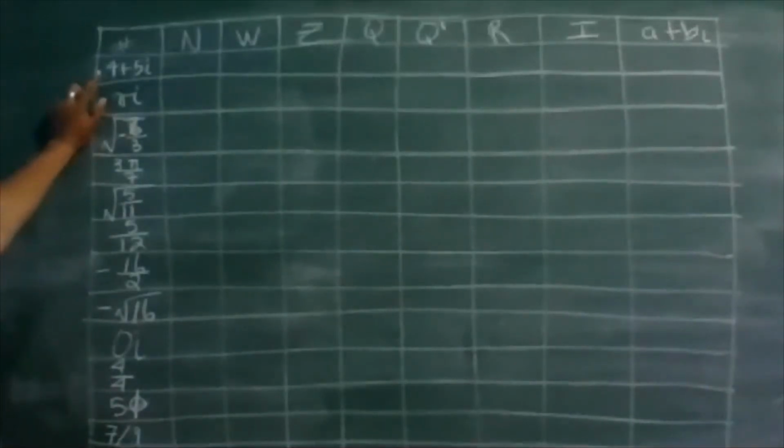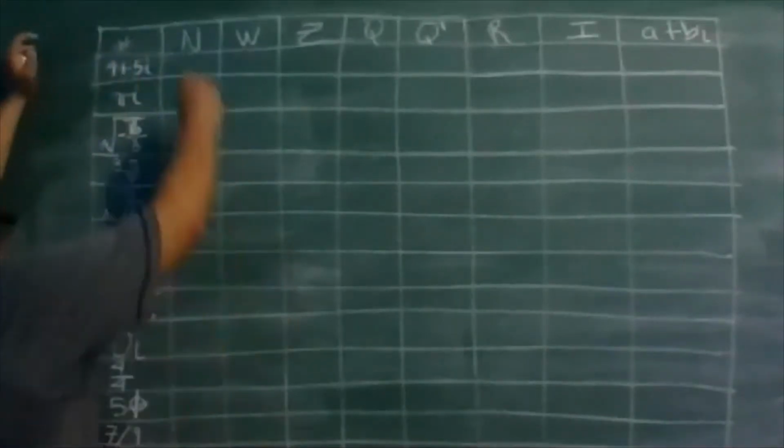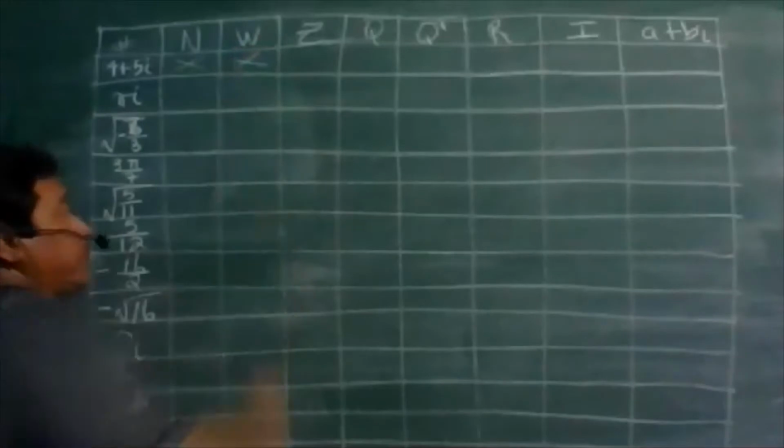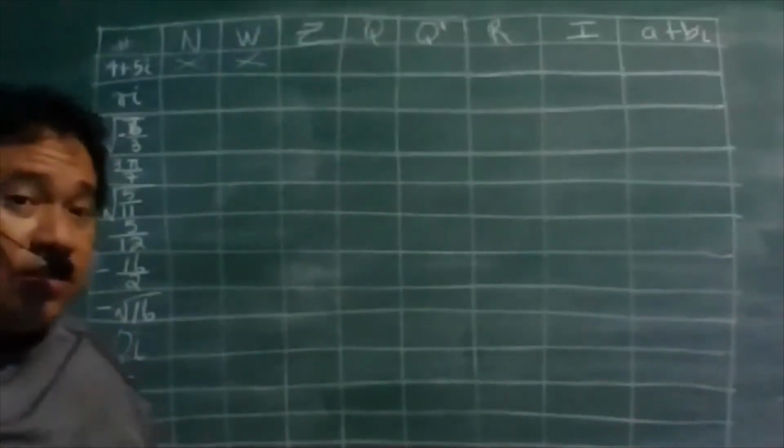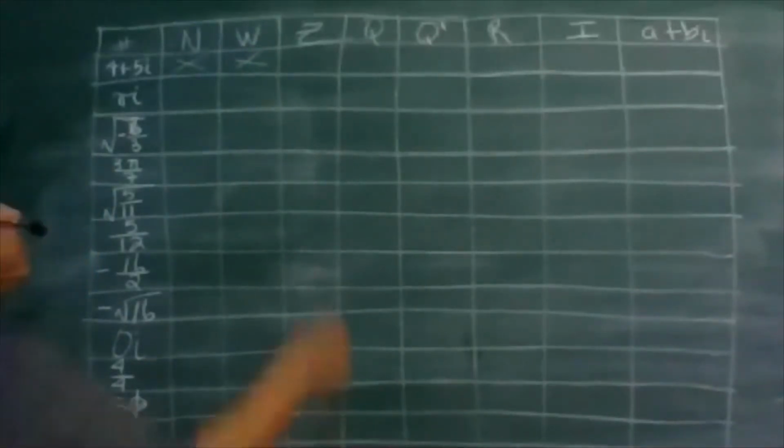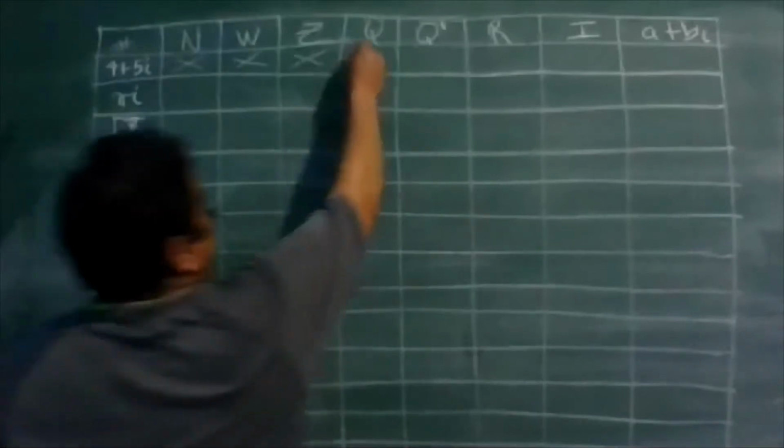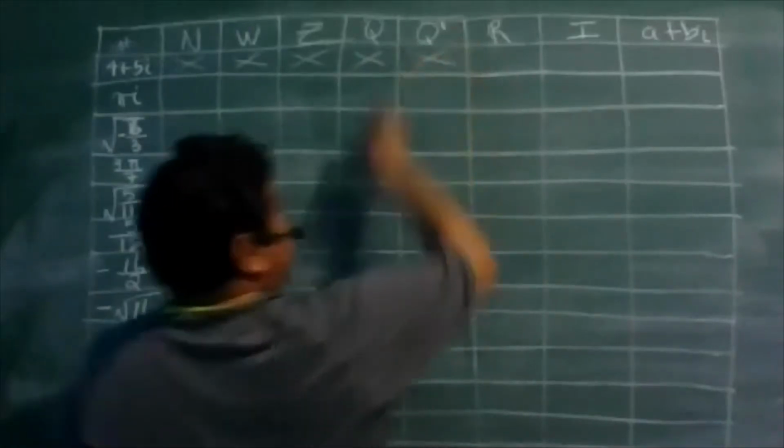The first example says 4 plus 5i. Is it natural? No, it's not a natural number. Is it whole? It's not whole either. Whole numbers are just single digits. Is it an integer? No, it's not an integer either. Is it rational? No, it's not rational. Is it irrational? It isn't irrational either.